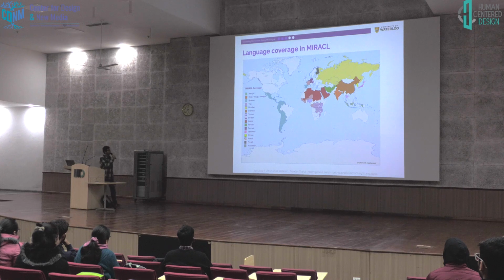So here's the language coverage in MIRACL. We cover a lot of languages all around the world. We have some really low resource languages in Africa, such as Yoruba and Swahili. Those languages are also included in MIRACL. In India, we cover Hindi, Telugu and Bengali. These three languages we are covering from India. And we have all the other languages, for example German, Japanese, Korean, Finnish, Indonesian. So we have a wide variety of languages covered in MIRACL.